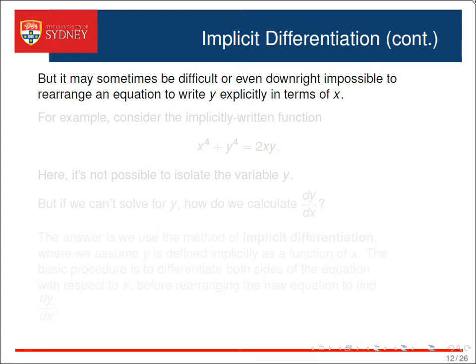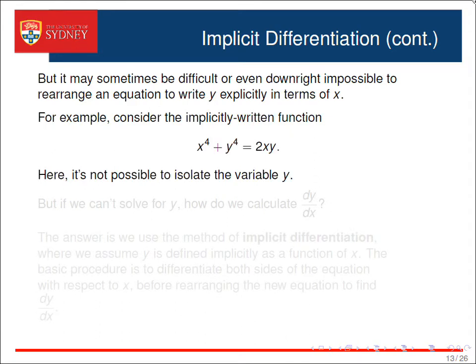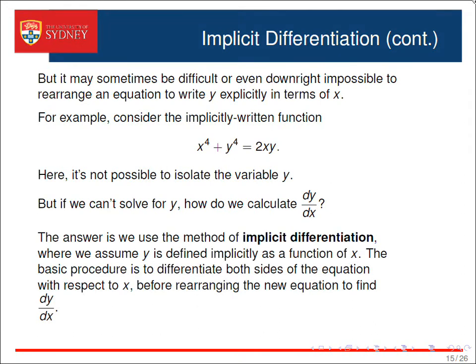But it may be difficult, or perhaps downright impossible, to rearrange an equation to make y the subject. One such example is the implicitly written function x to the power of 4 plus y to the power of 4 equals 2xy. But if we can't isolate y, how can we then work out the derivative dy dx? The answer is to use the method of implicit differentiation, where we differentiate both sides with respect to x, before rearranging the new equation to make the derivative dy dx the subject.